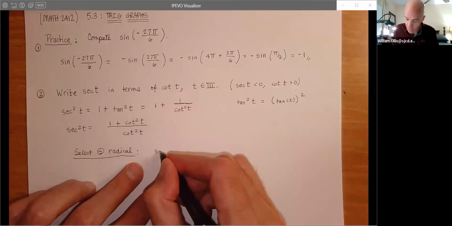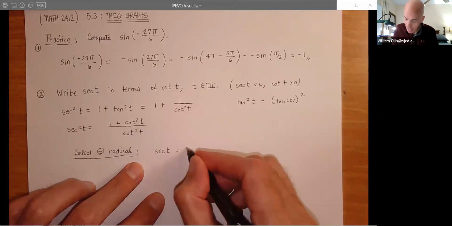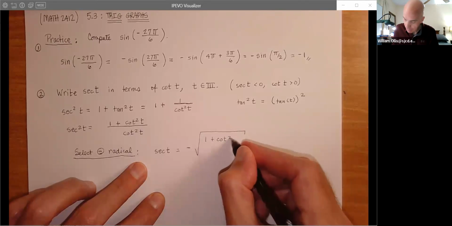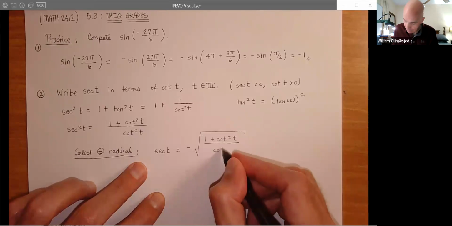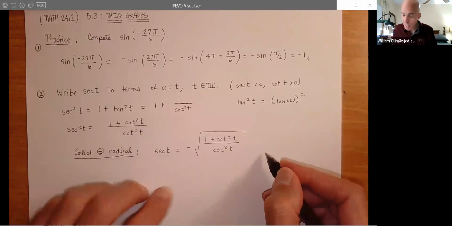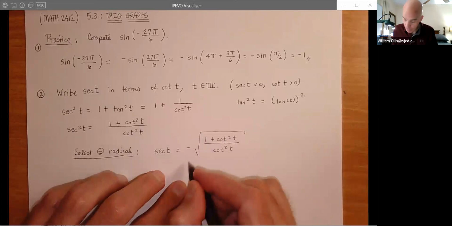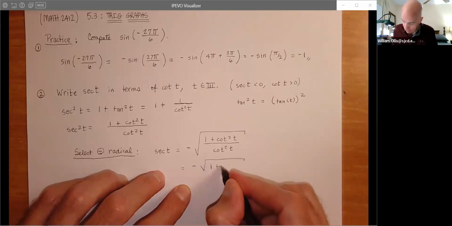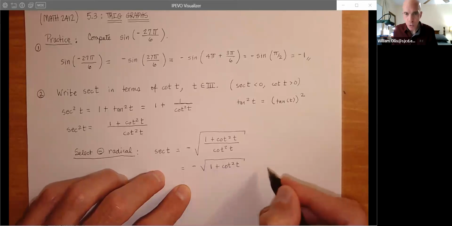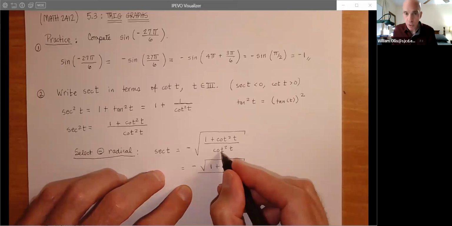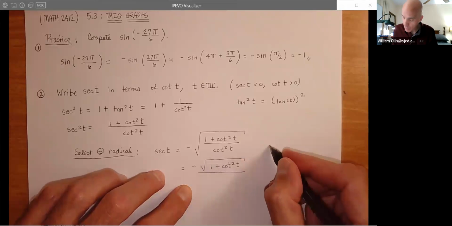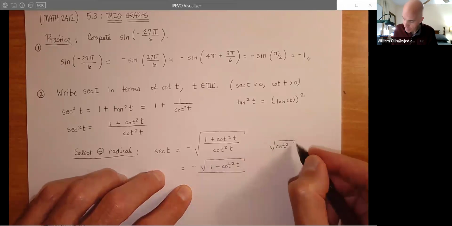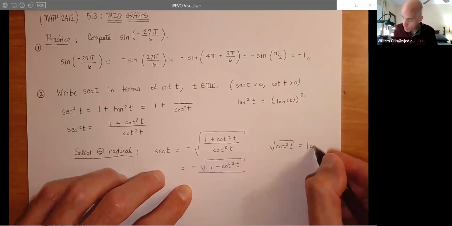So now we're going to say secant t will just be the negative radical of the whole thing, and then we'll break it up. So now we can use the laws of exponents and apply the radical to the numerator and the denominator. So we'll just leave our negative upstairs. Some of these are long-winded, some are less, and then of course the square root of this. Let me just write this down. The square root of cotangent squared t is just the absolute value, just by definition.